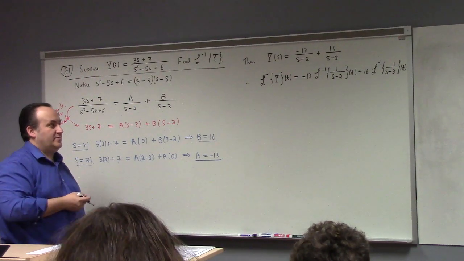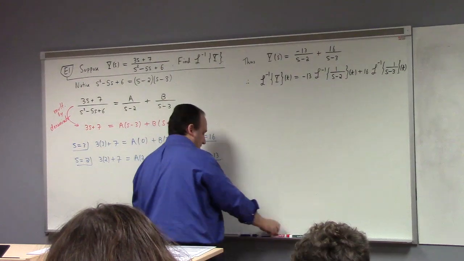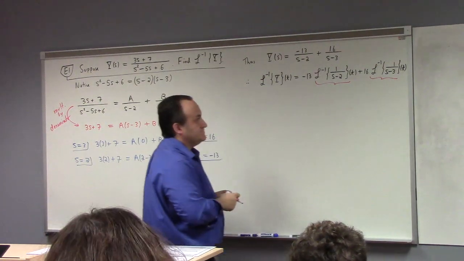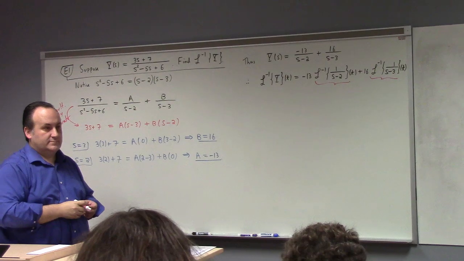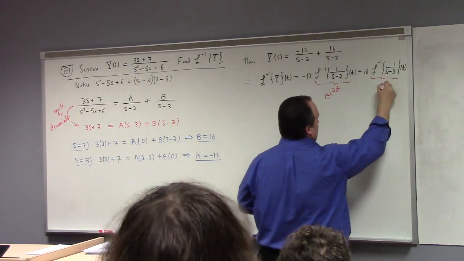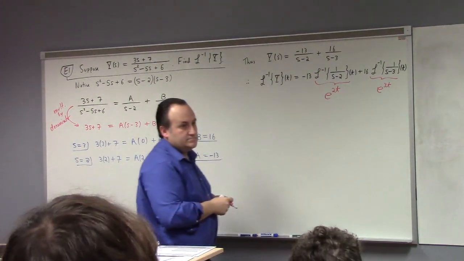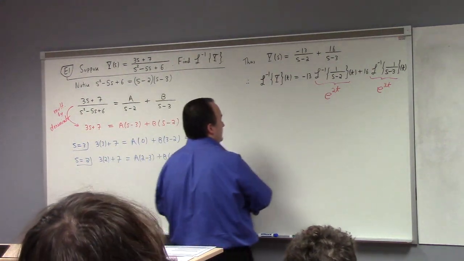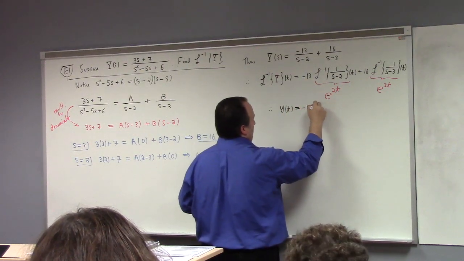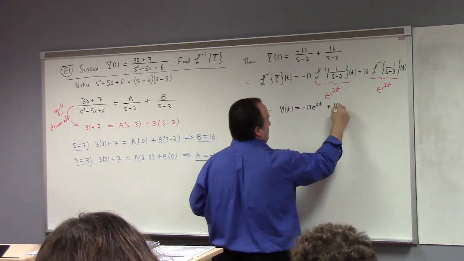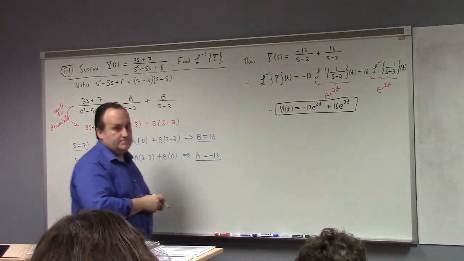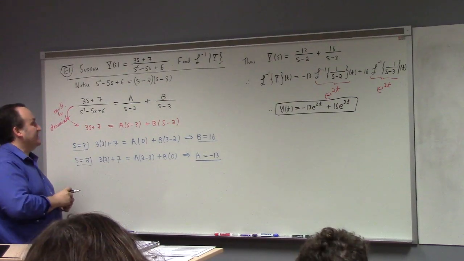Now you guys tell me, what is the inverse Laplace transform of this equal to? We got an e to the 2t and an e to the 3t. So therefore, final answer: y of t is equal to minus 13 e to the 2t plus 16 e to the 3t. All right, I hope that makes sense.